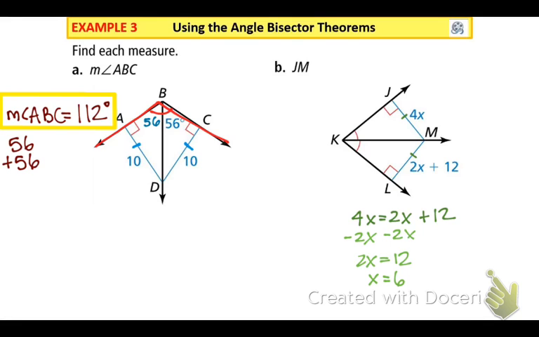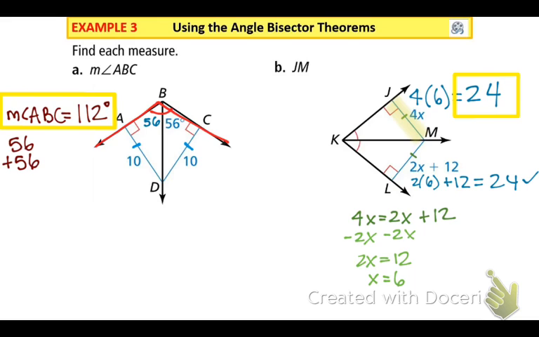I've got to plug it back in. I want to find JM. Currently, JM is 4 times x, so 4 times 6 is 24, indeed. What can I do to check my answer? Plug it in. Plug 6 into the other side. So 2 times 6 is 12, plus 12 is 24. So we're good. A good way to check yourself is plugging it back into the other piece.